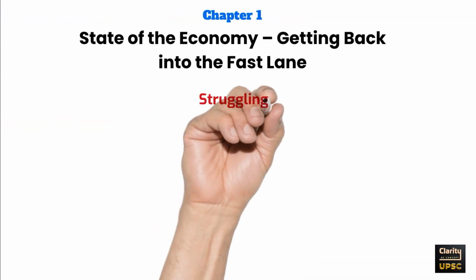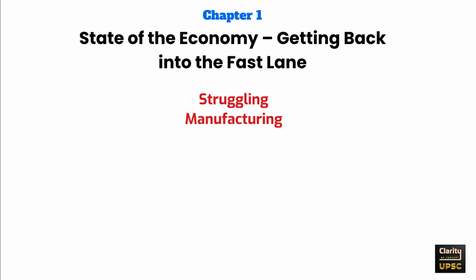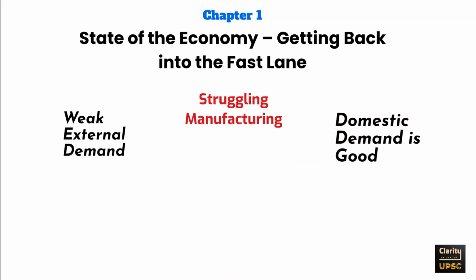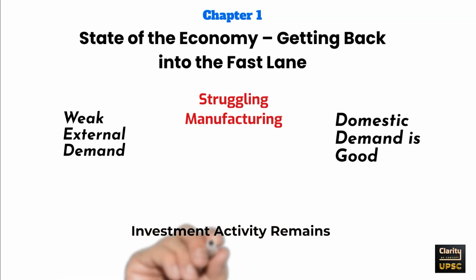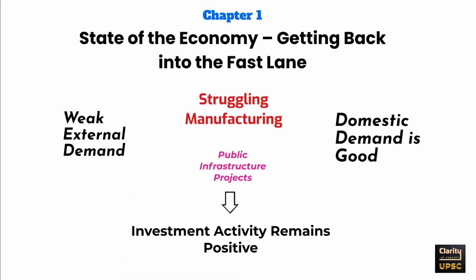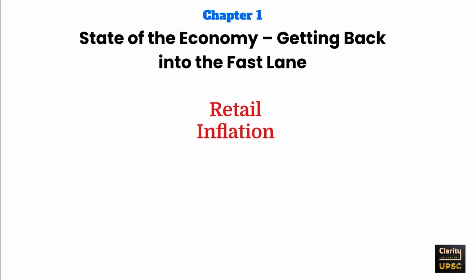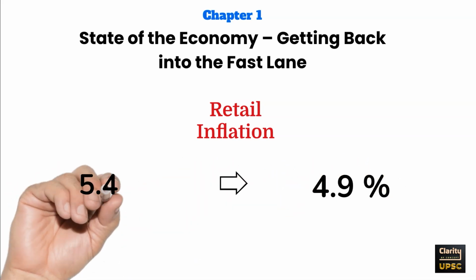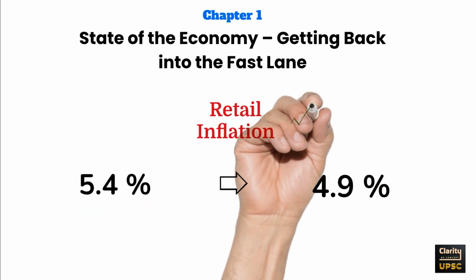But the manufacturing sector has struggled a little bit. That is because of weak external demand. The survey says local demand in India is very good, but the external demand is very less. It has caused the sluggish growth of the manufacturing sector. The survey also suggests investment activity remains positive, supported by public infrastructure projects. According to the survey, inflation has moderated to 4.9%, down from 5.4%, easing pressure on household budgets.